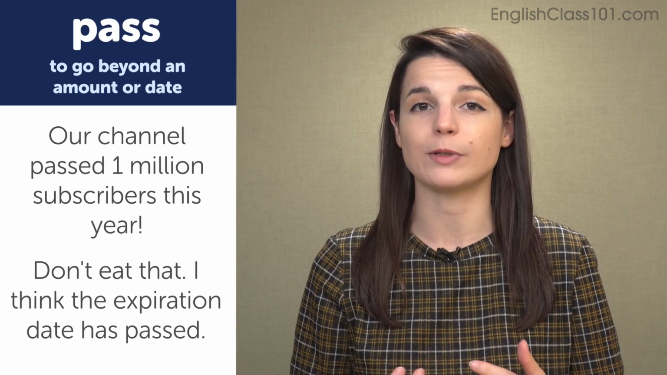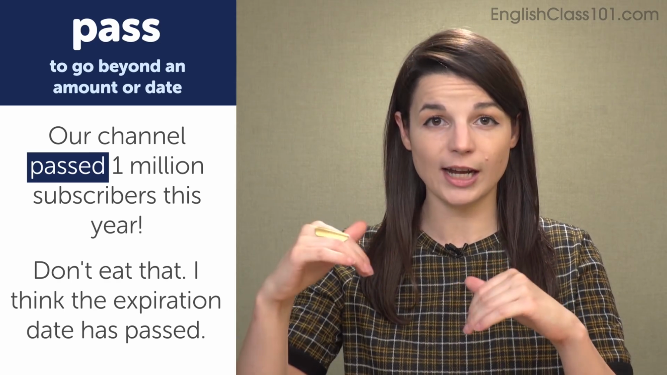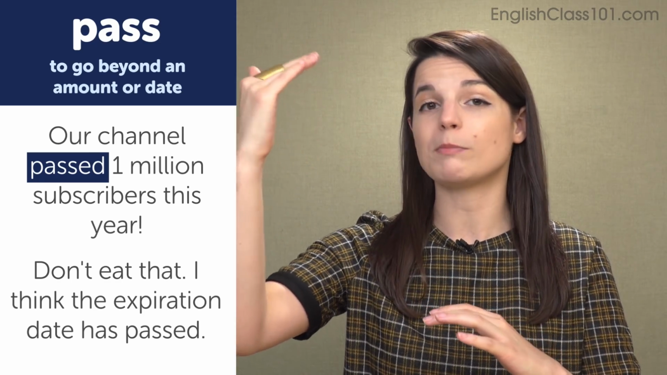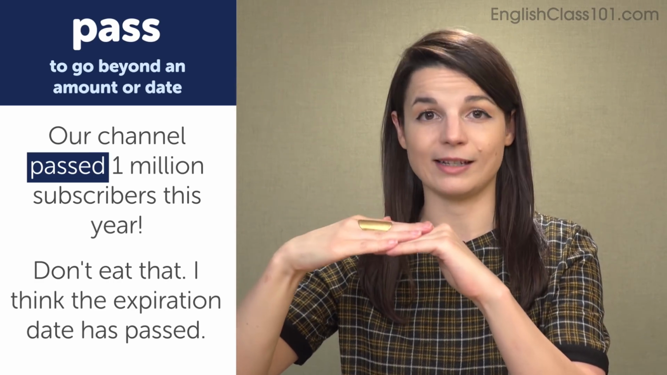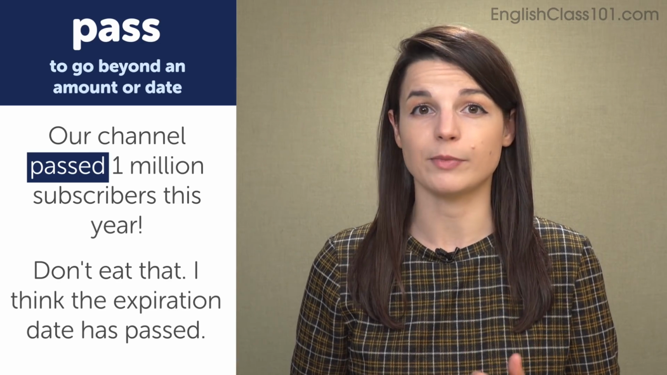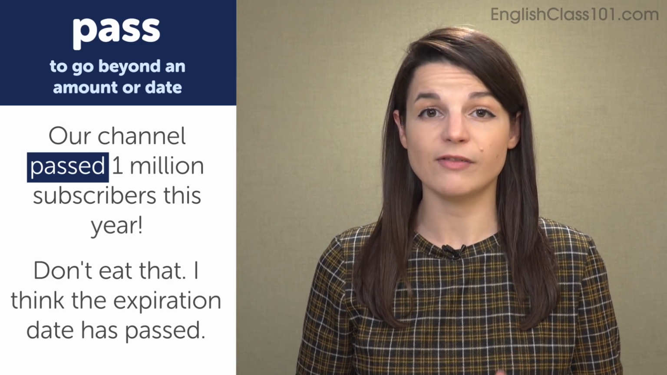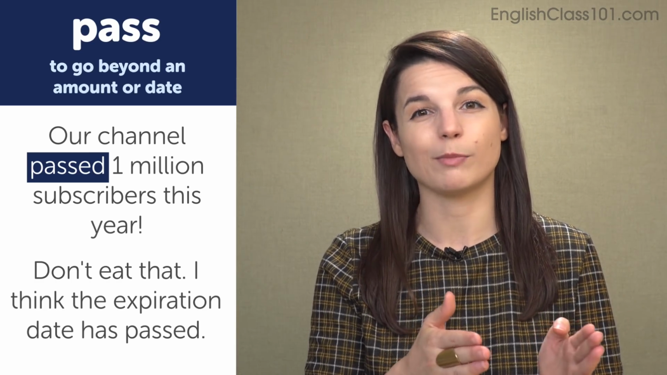So in the first example sentence, our channel passed 1 million subscribers this year. It means our channel went beyond 1 million subscribers. So there was some goal or some point, 1 million in this case, and we went above that or beyond that. In the second example sentence, it's a date, specifically the expiration date for a product, or you might know like the best buy date.